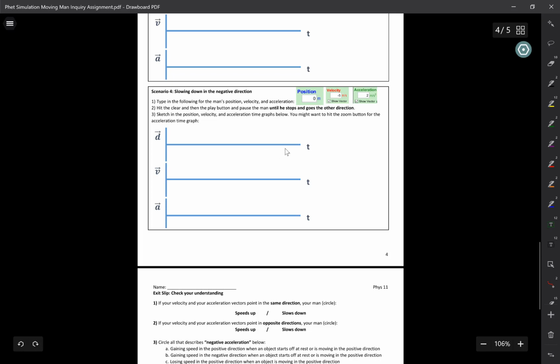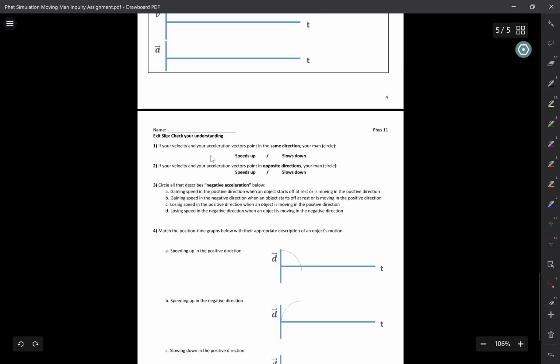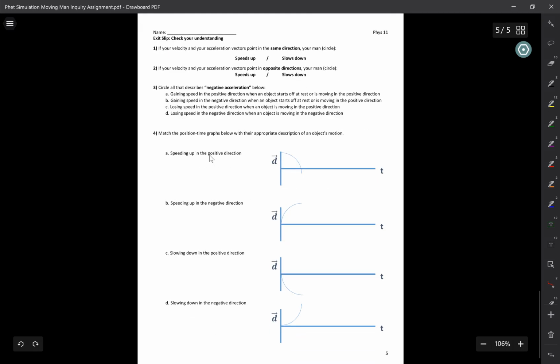That's the end of the simulation part of our assignment. For this last part, you're just asked to check your understanding, circle a few things, match a few things. Basically, it's just going over what happens when acceleration and velocity vectors point together or in opposite directions. What does negative acceleration mean? And what do these graphs describe? What does the curvature of your position-time graph look like when your object is speeding up, slowing down, etc.? That's the end of your assignment.